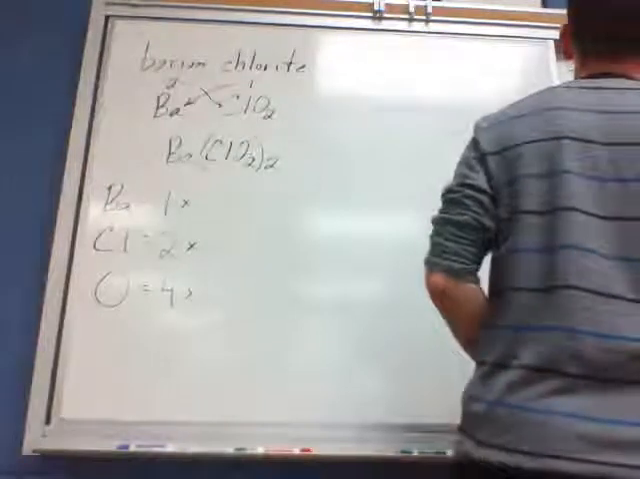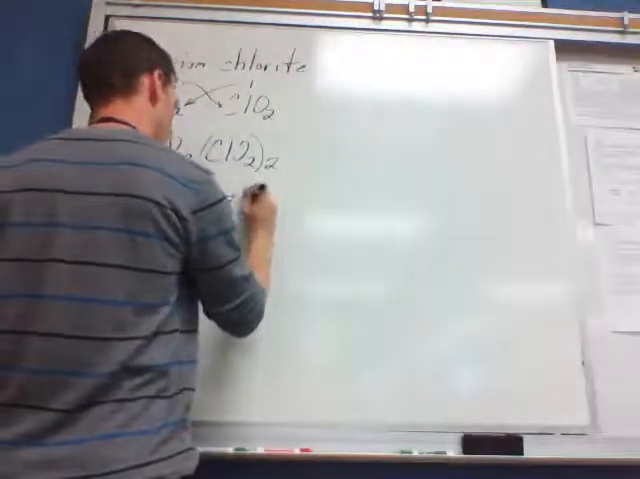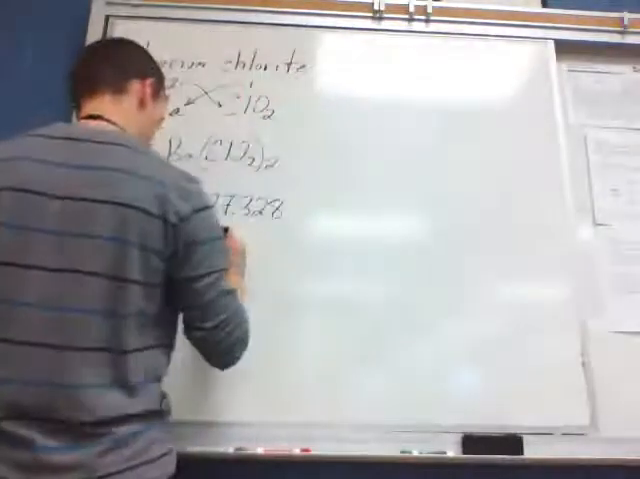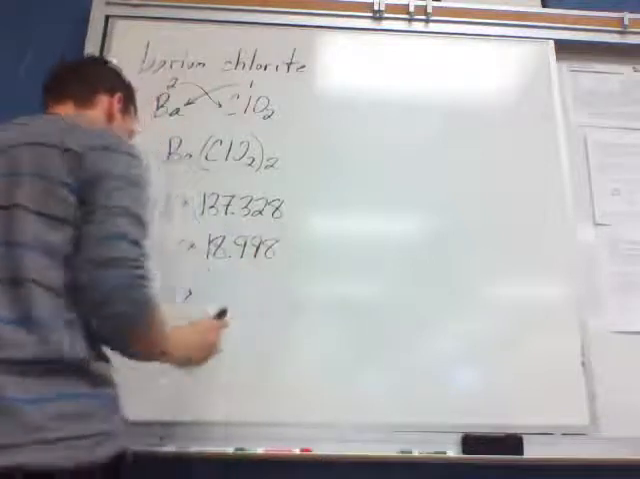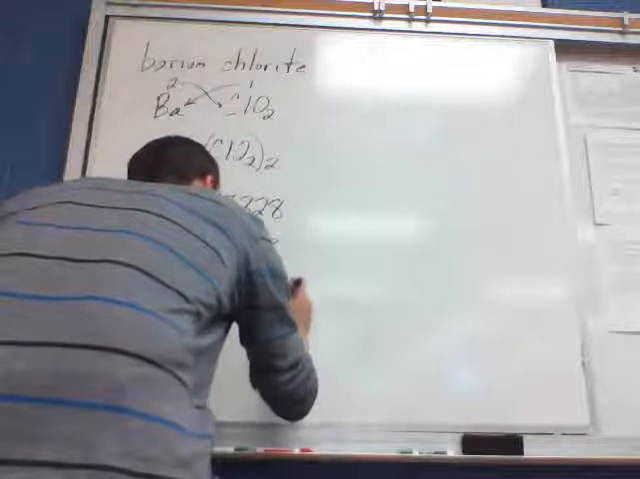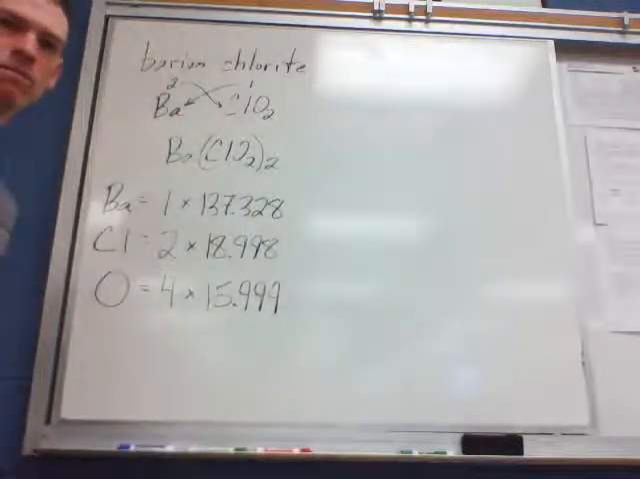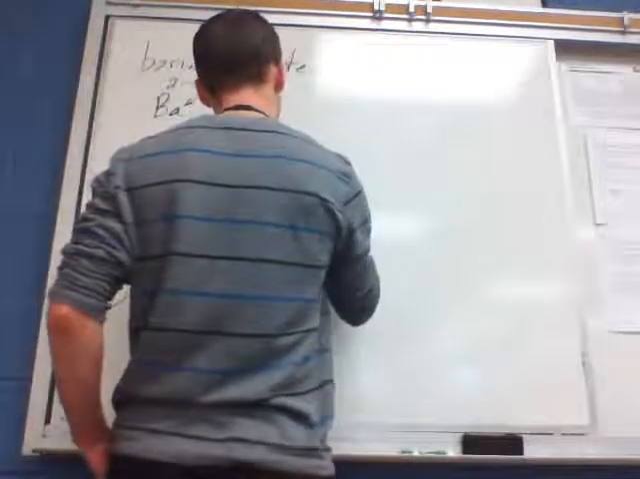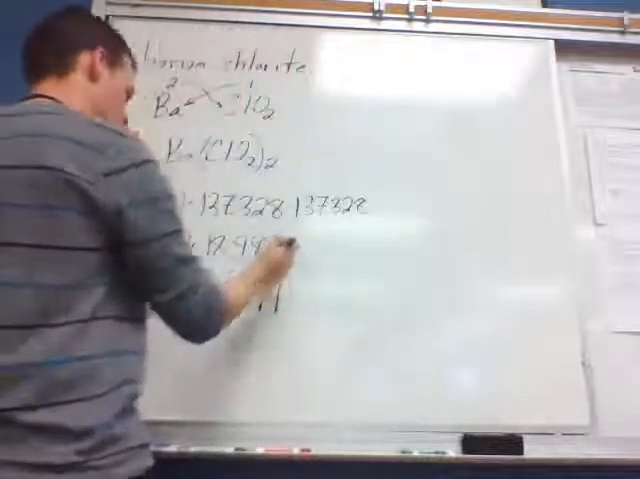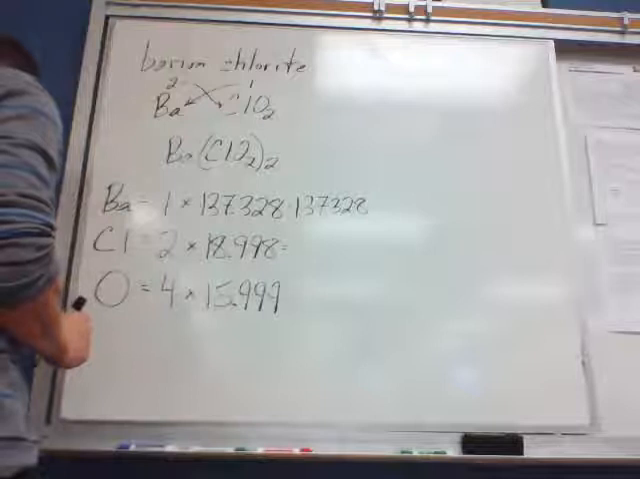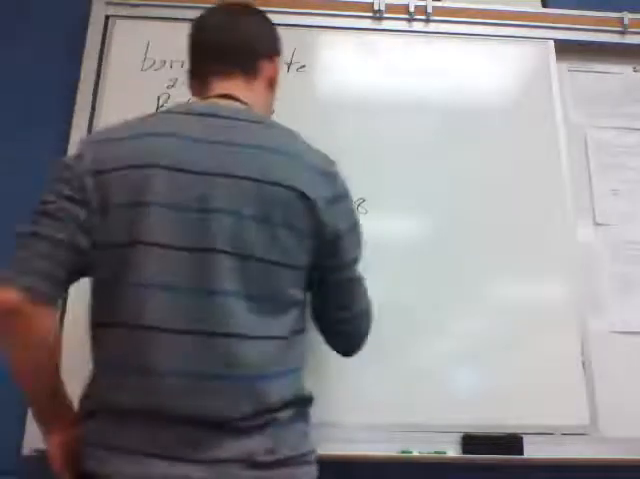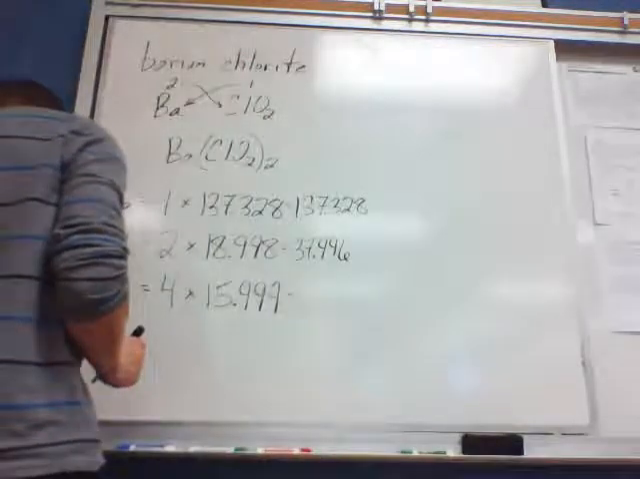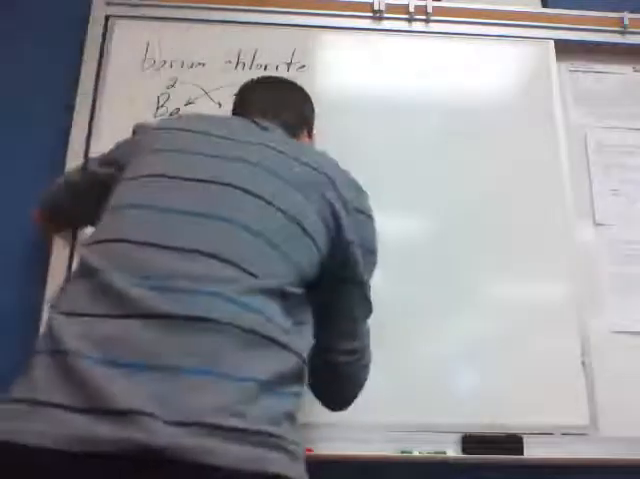Barium has a PT mass of 137.328. Chlorine has a PT mass of 18.998. Oxygen, 15.999. Run the numbers. Barium won't change. Chlorine will. 37.996. Four oxygens, 63.996.